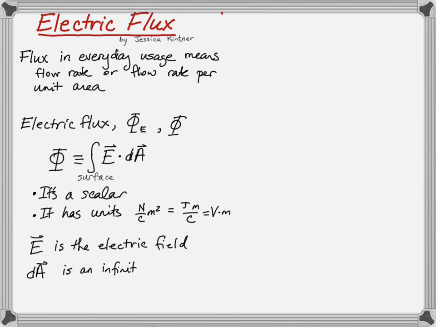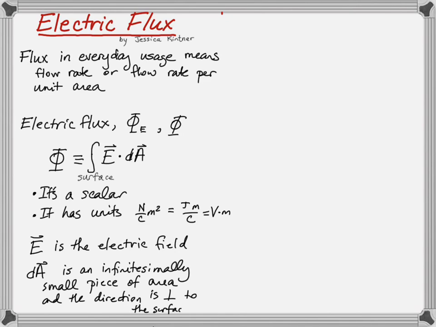dA is an infinitesimally small piece of the area, and it has a direction that's always normal to the surface, where normal is another word for perpendicular. So let's talk more about the area vector, A. If it weren't under the integral, or if I integrated a whole dA without worrying about the electric field, then I'd get the whole area vector.